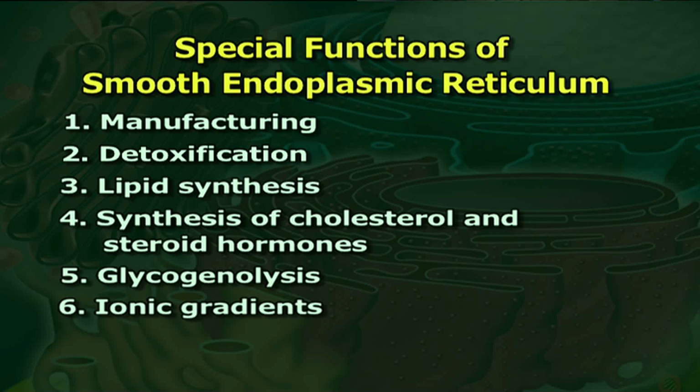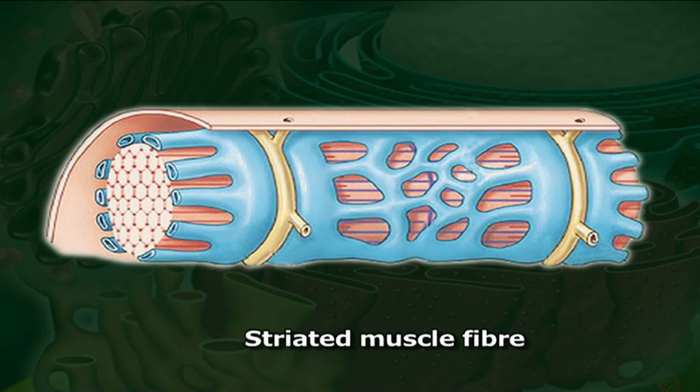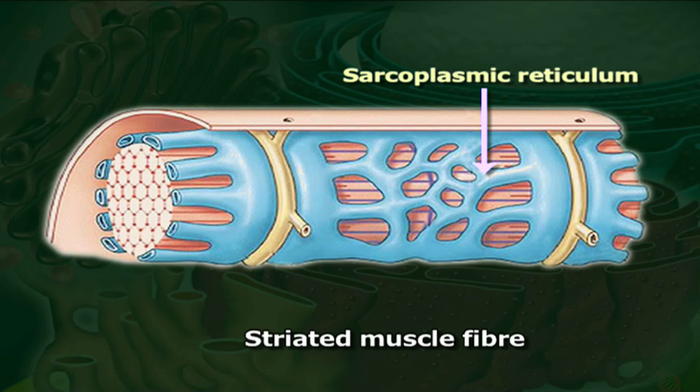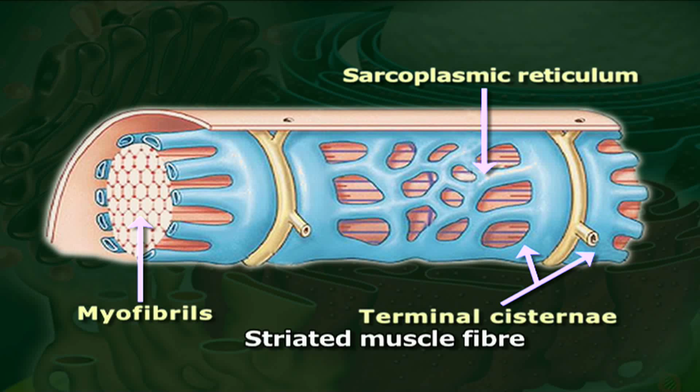Ionic gradients. In striated muscle cell, there is an extensive, highly specialized SER called the sarcoplasmic reticulum, which is involved in carrying the stimulus from the nerve cell into the cytoplasm of the muscle fiber. SER is a delicate plexus surrounding the myofibrils. The longitudinal sarcoplasmic tubules form terminal cisternae.